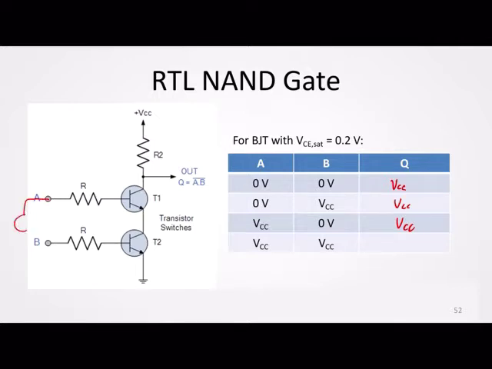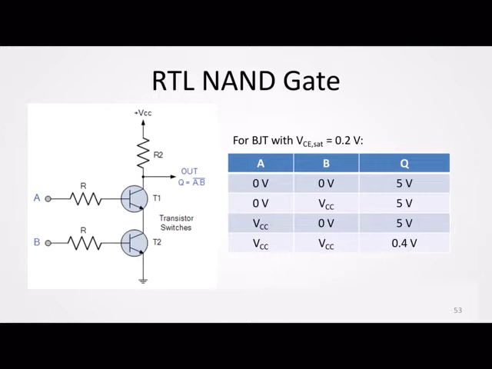If we have 5 volts for both inputs, then both transistors would be saturated. That means your VCE here will be 0.2 volts, and your VCE at the bottom would be another 0.2 volts, so the output would be equal to 0.4 volts. If we look at an example where VCC is equal to 5 volts, this is what our truth table would look like.